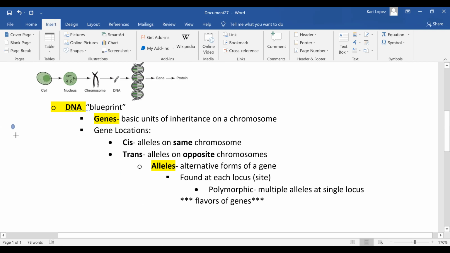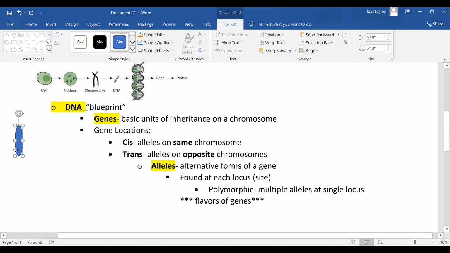And what does polymorphic mean? I mean, just many? Many alleles at a single locus.